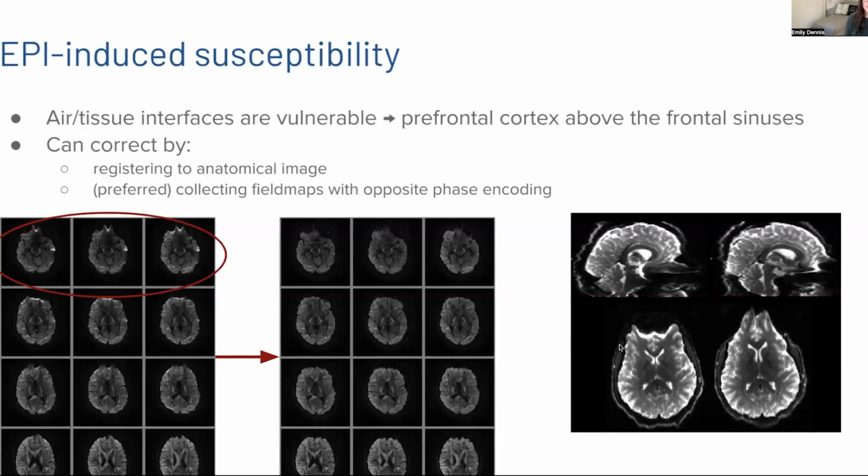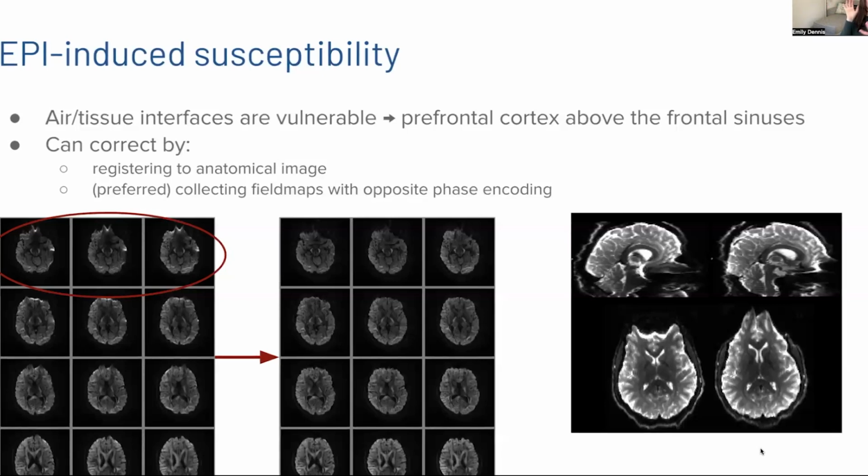And what we mean by this is that if we can't do away with this distortion in the signal, and we know that it's happening along one direction, we can collect it across the other direction, and then we can approximate the difference in the two and use that to try to correct the image.